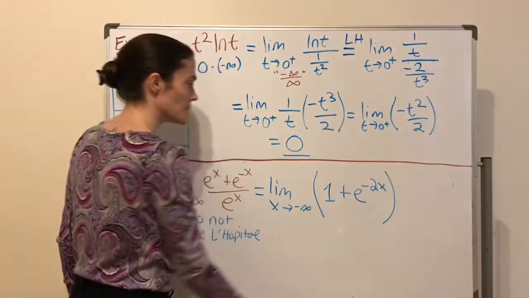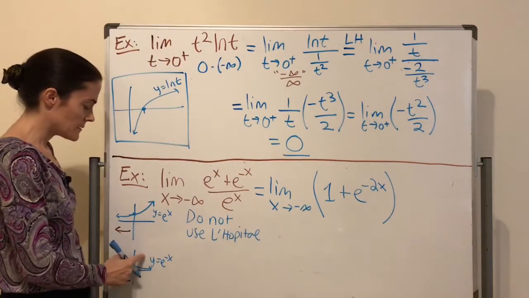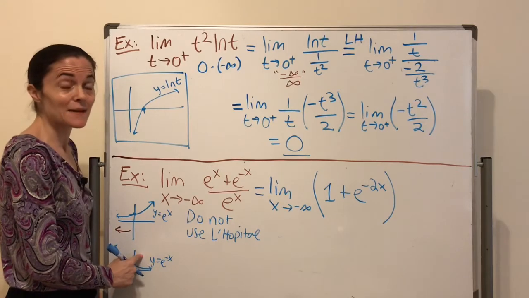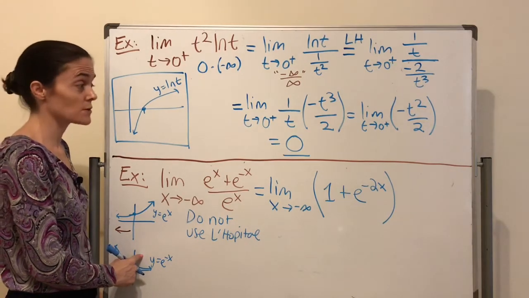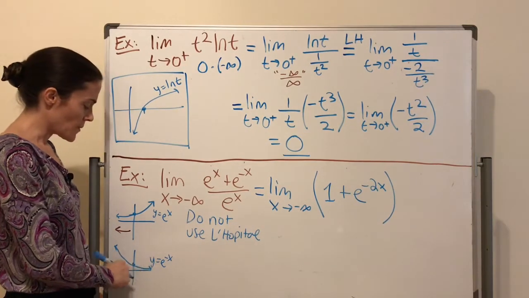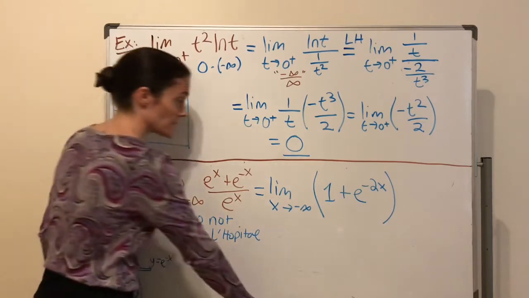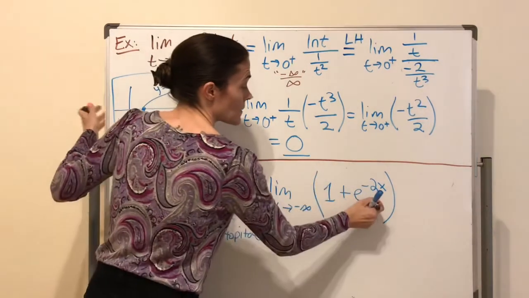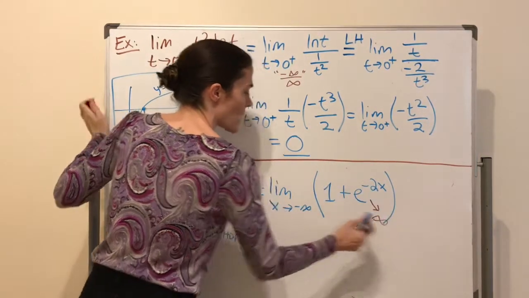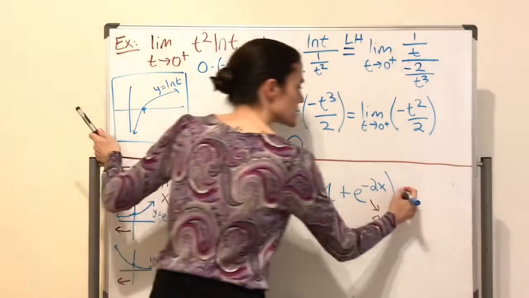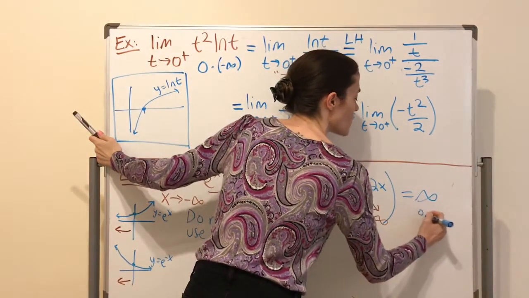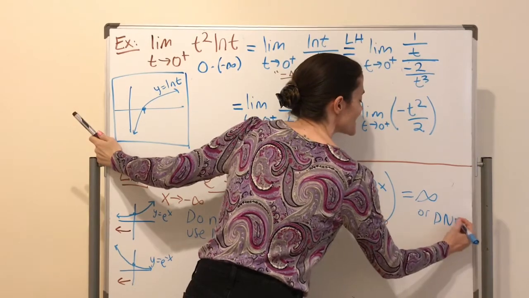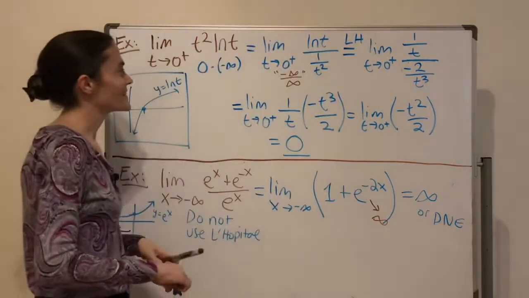And this term, it is a situation like this. e^(-2x) is exponential decay. So as you go to minus infinity, this term is growing without bound. And so we get infinity, or does not exist. Okay?